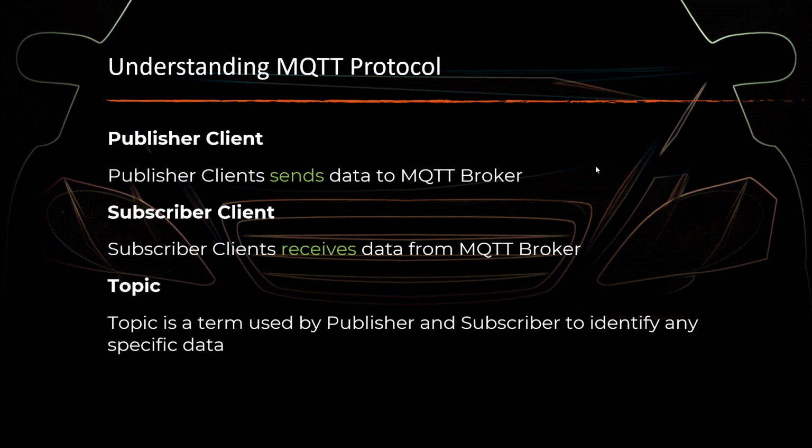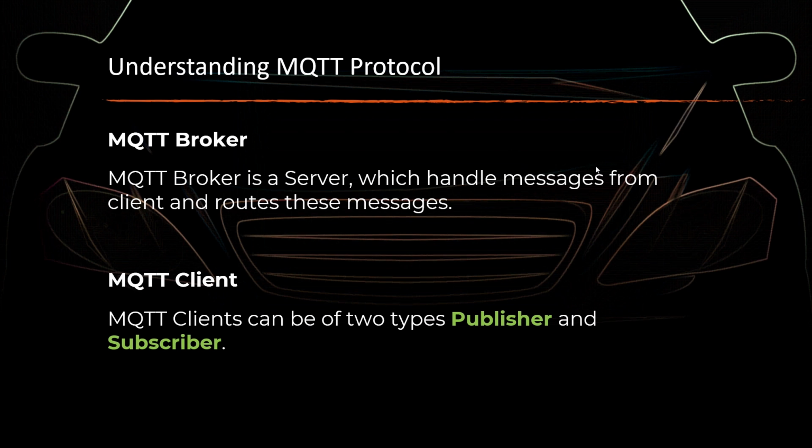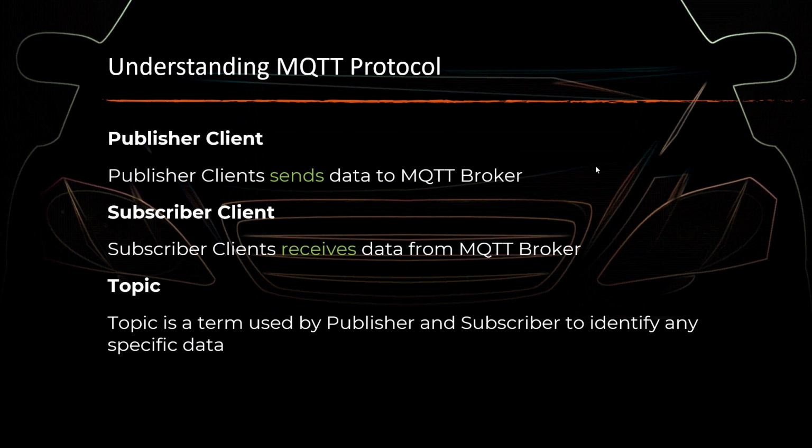Let's go through these terminologies one more time. The MQTT broker is simply a server which handles all the requests. An MQTT client can be of two types, publisher and subscriber. A publisher sends data to the MQTT broker and subscribers receive data from the MQTT broker.